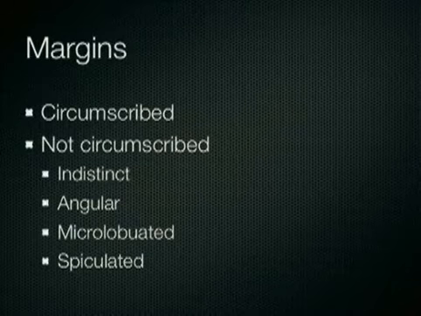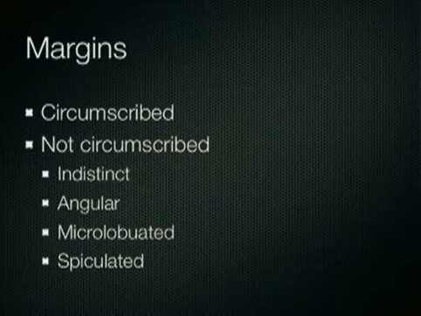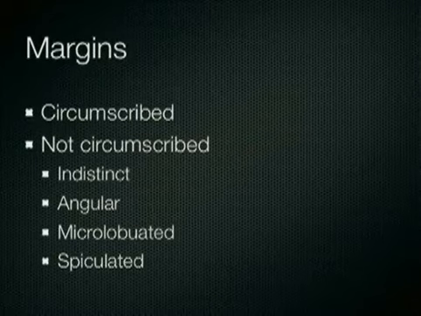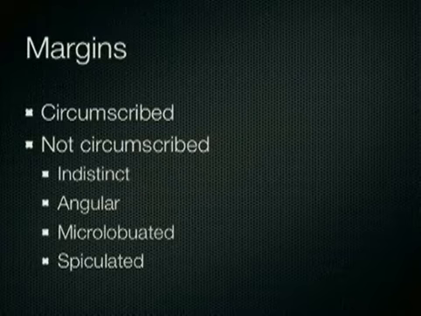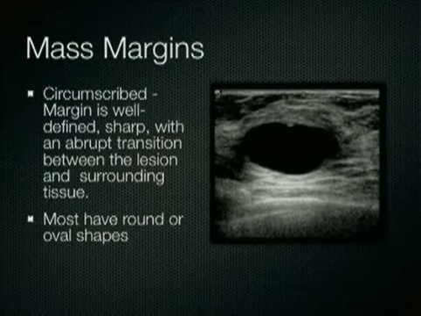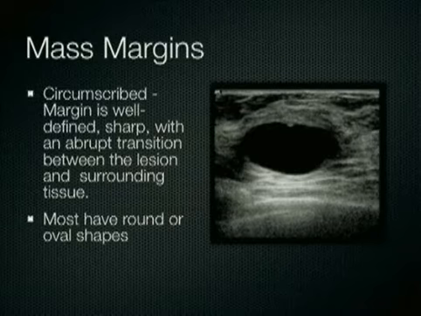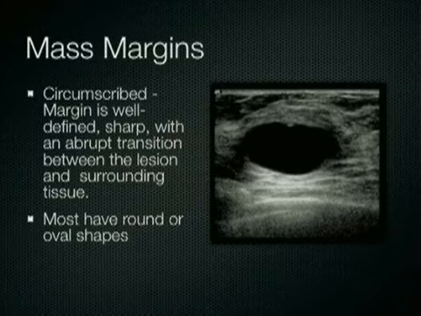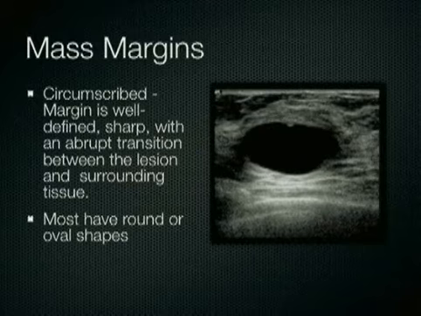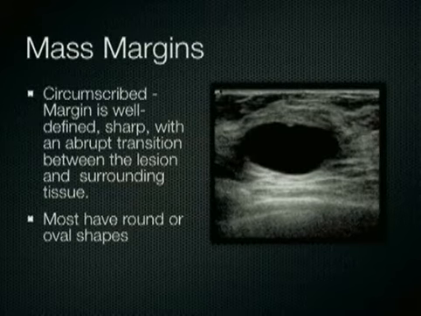Margins may be circumscribed or not circumscribed, in which case they may be described by a variety of terms, including indistinct, angular, microlobulated, or spiculated. Circumscribed margins are well-defined, sharp, with an abrupt transition between the lesion and the surrounding tissues, as is shown in this example of a simple cyst. Most of these lesions with circumscribed margins also have round or oval shapes.